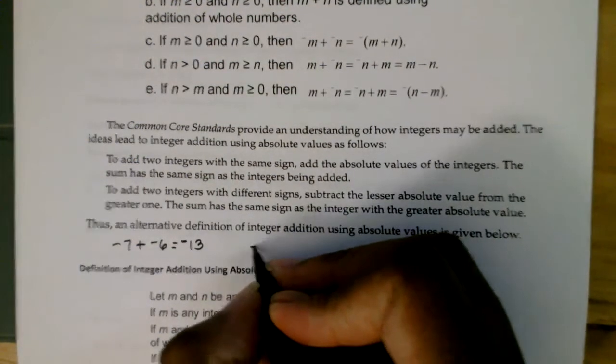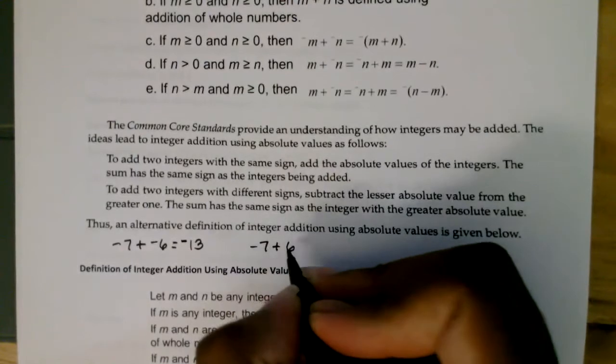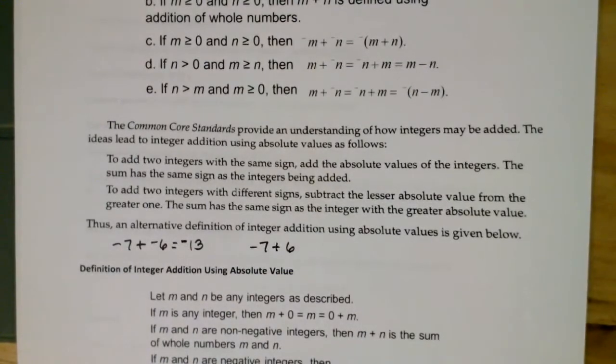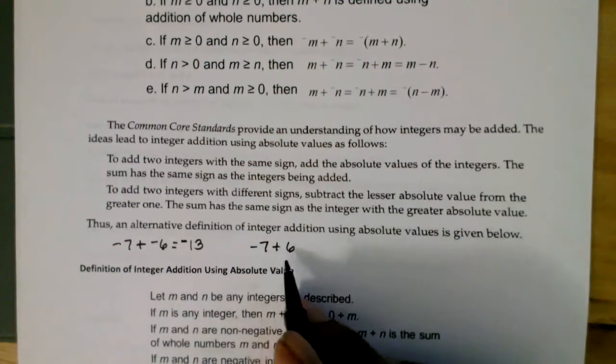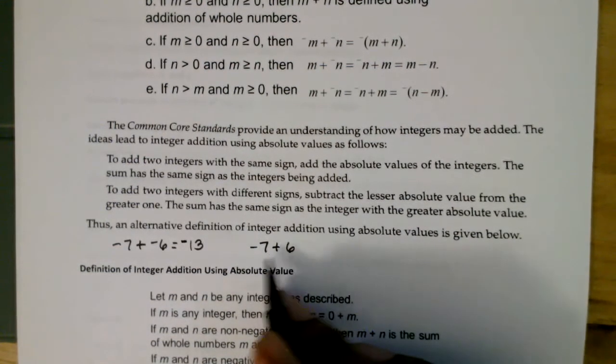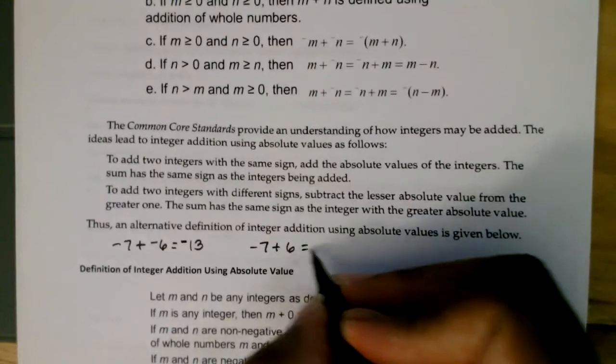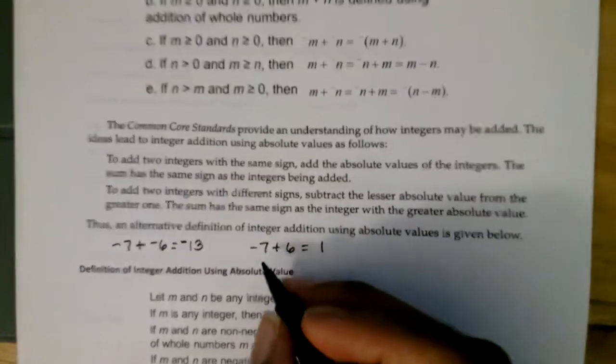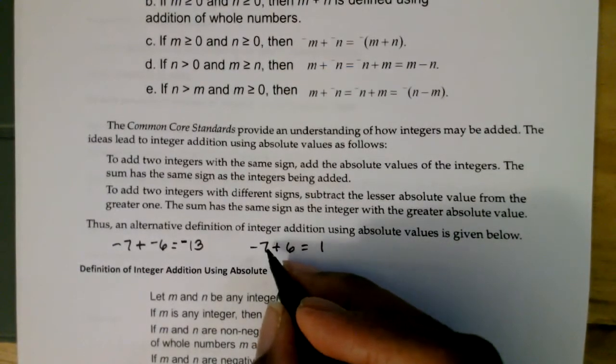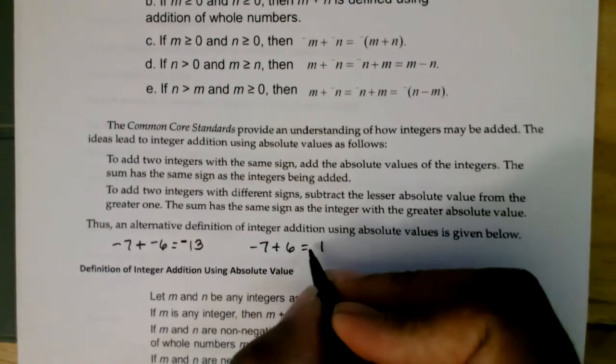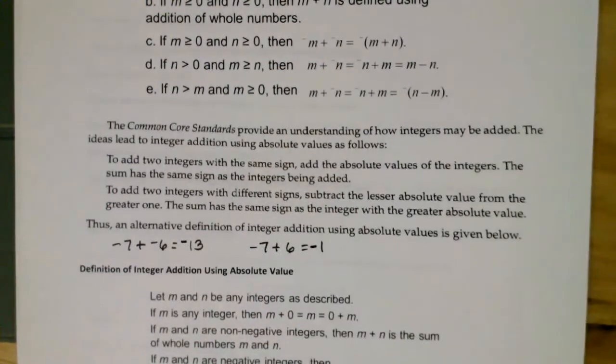Well, let's say something like this, -7 plus 6. We have two integers we're adding together. The signs are different, so we have to do 7 minus 6, which would give us 1. The sign of the larger absolute value is negative, so the answer has to be negative. So -7 plus 6 would be -1.